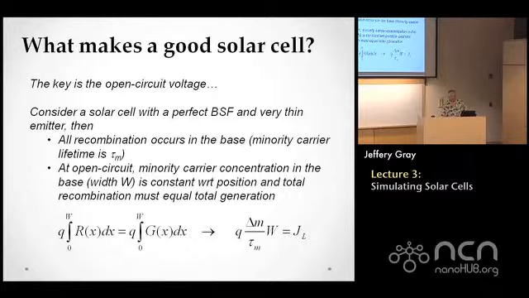But this is the key part right here. You have the minority carrier density divided by the lifetime, which is basically the recombination rate, times the thickness of the base, times Q to get current. And that has to be equal to the light generated current.